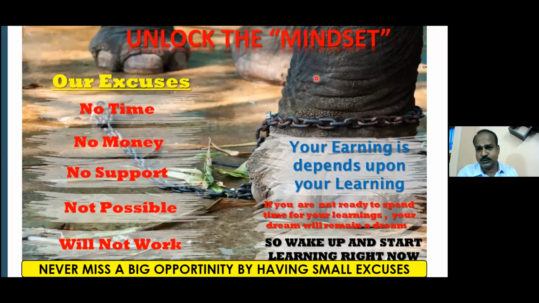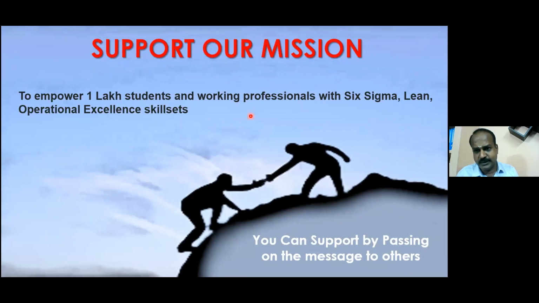And already you know the story of the elephant. So come out of that elephant mindset and try to be a person who can help himself. If you can come forward to help yourself, now God can play his role, and allow God to help you by coming forward to help you learn new things, right? So don't miss a big opportunity by having these kinds of small excuses. I'm sure all of you will be able to break these barriers, and you will learn Six Sigma in the right way.